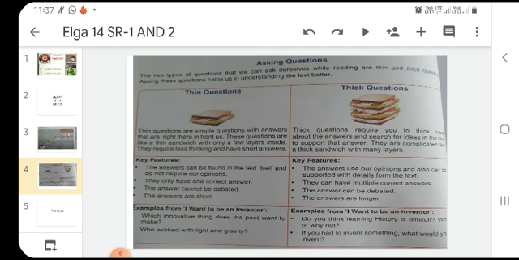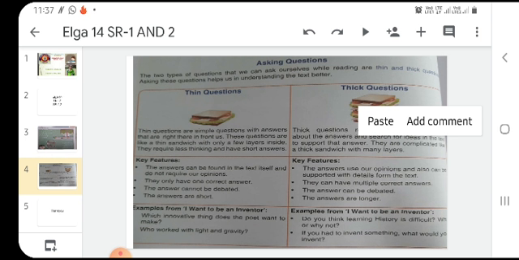Dear students, as you see in the picture, there is a sandwich with a single slice. And on the next side, on the thick question side, there is a sandwich with a double or triple layer of bread. So first we will go through the thin questions. Thin questions are very simple questions with answers that are right there in front of us. These questions are like a thin sandwich with only a few layers inside. So they require very little thinking and have very short answers also.